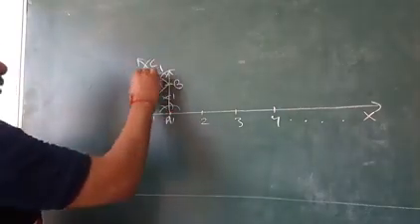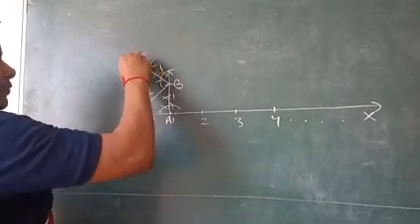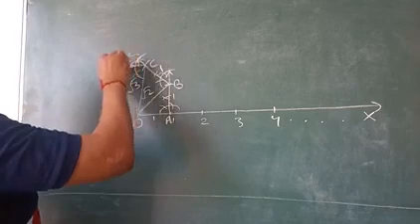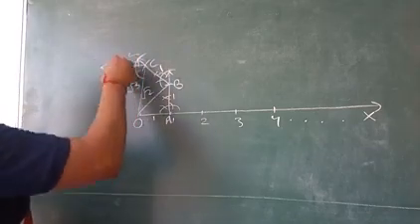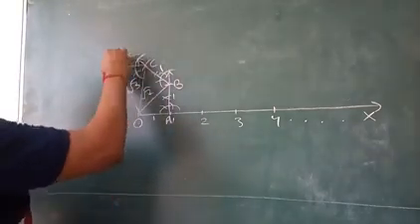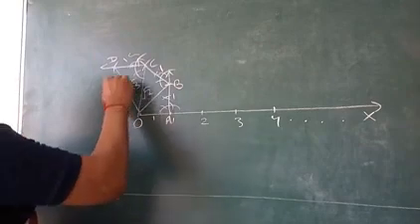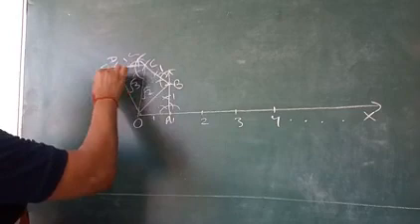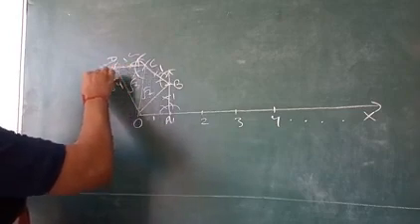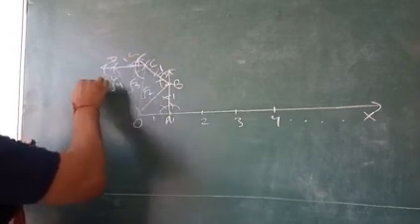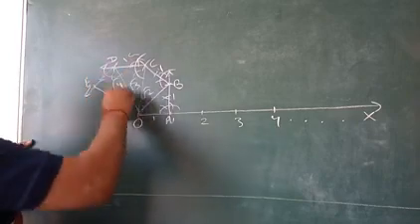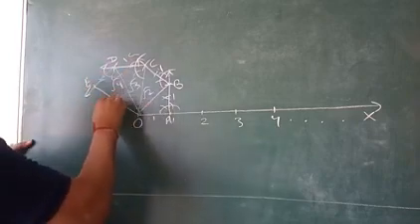Similarly, at OC we will draw another perpendicular of 1 unit distance. Now join OD, it will be root 4. Similarly, at OD we will draw a perpendicular of 1 unit distance, that will be OE, it will be root 5.